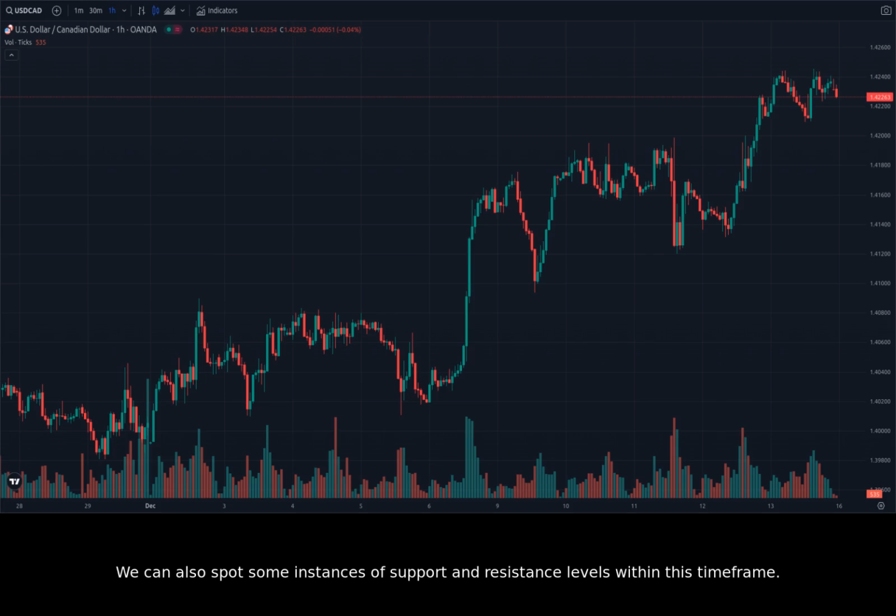We can also spot some instances of support and resistance levels within this time frame. Support is currently found around the 1.39 to 1.40 range, while resistance appears to be near the 1.42 level.